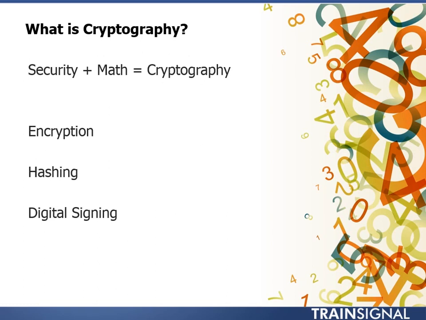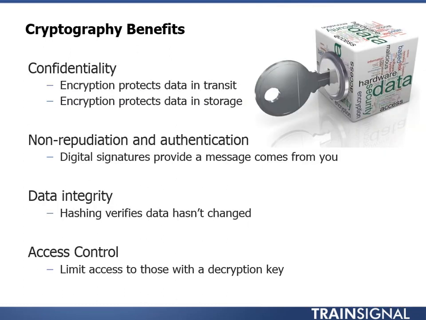Cryptography is primarily used for three different things: encryption, which is protecting data confidentiality; hashing, which is protecting data integrity; and digital signing, which can provide authentication and non-repudiation. So let's talk about each of those in more detail.